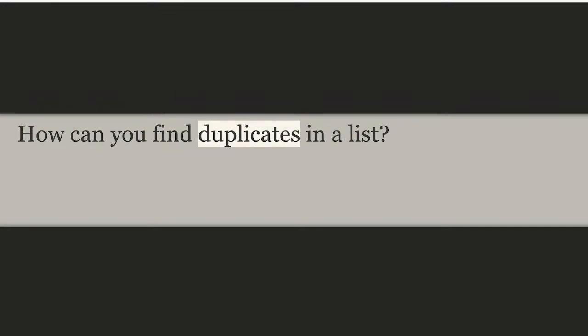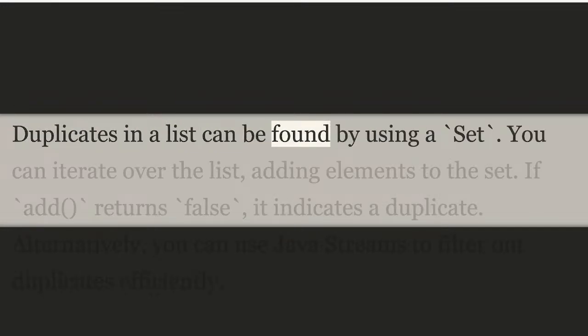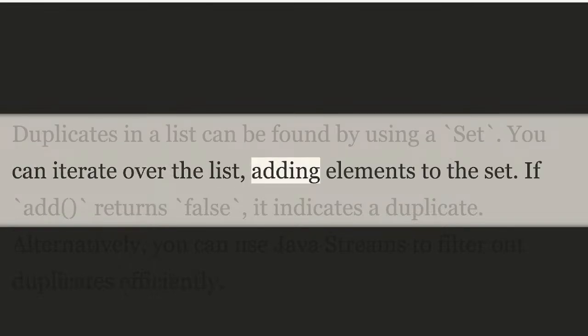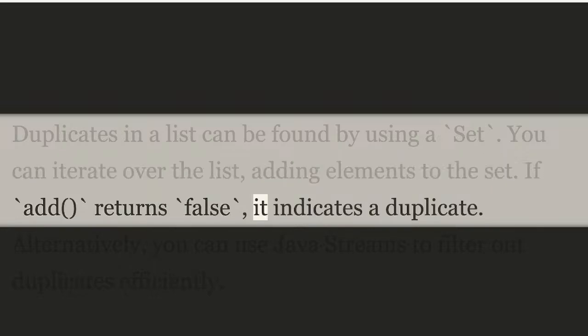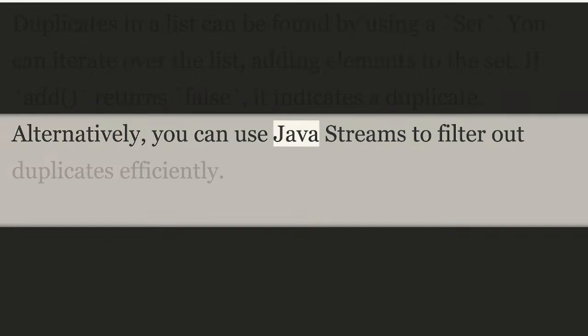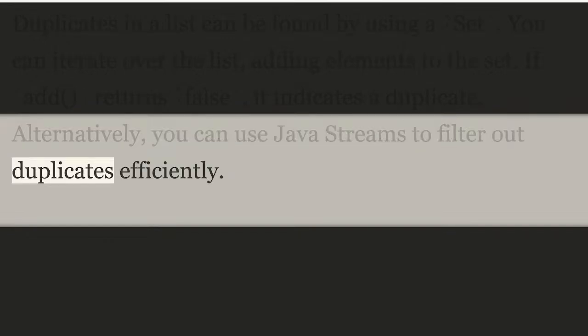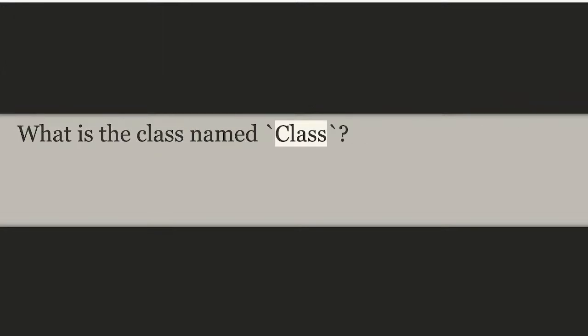How can you find duplicates in a list? Duplicates in a list can be found by using a set. You can iterate over the list, adding elements to the set. If add returns false, it indicates a duplicate. Alternatively, you can use Java streams to filter out duplicates efficiently.